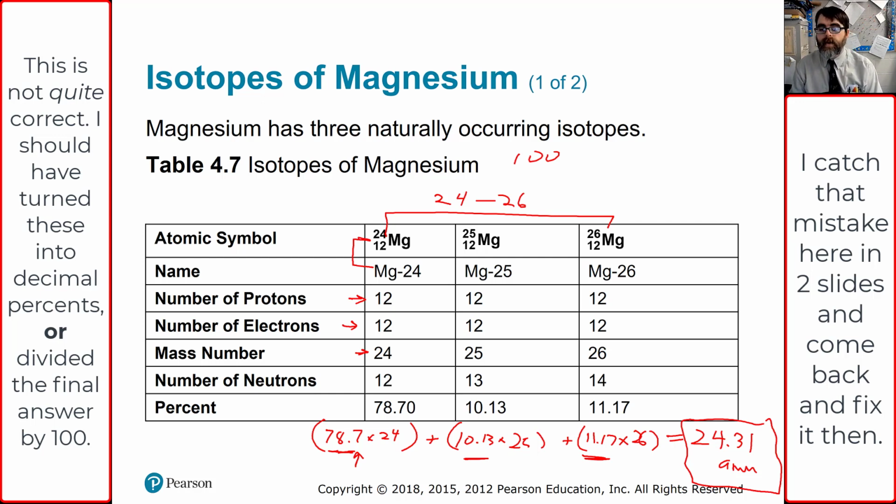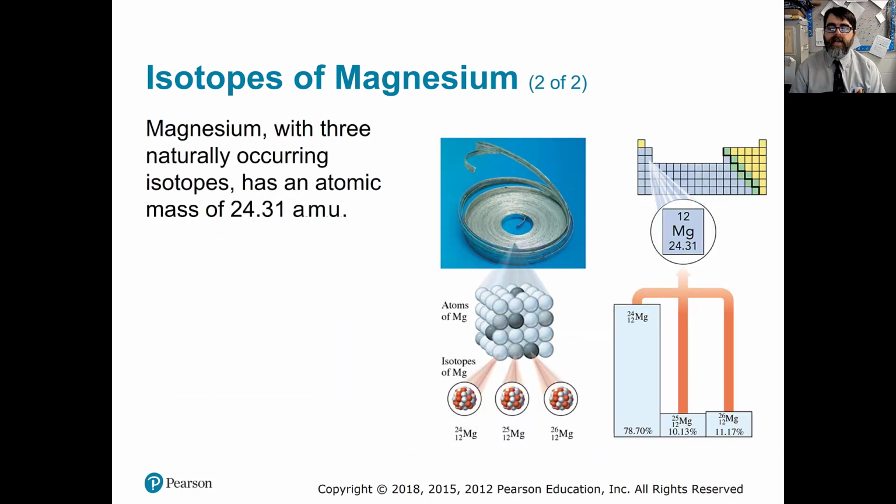So 24.3, if you divide that by 3, is 8.1 something. That's way outside of this. That can't be right. So this one here is it. And that's as straightforward as it is. And then they just have a graph here that shows kind of the same thing based off of how common they are. But the 3 of them together are what give us the average atomic mass on the periodic table.